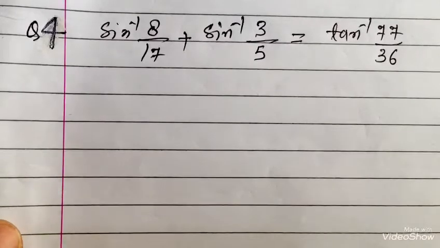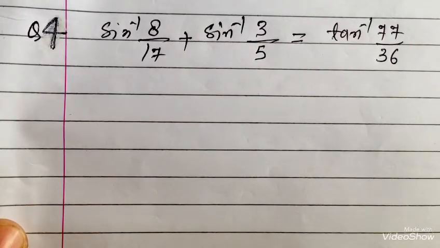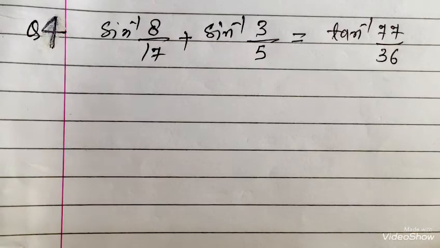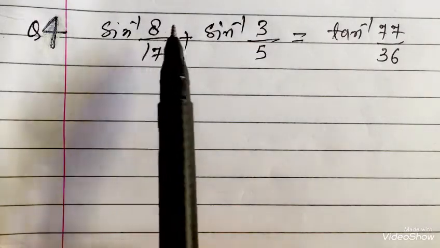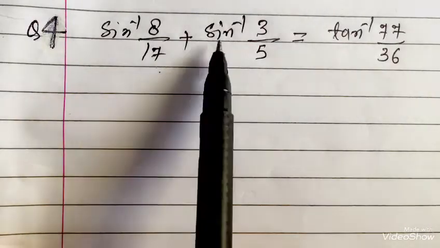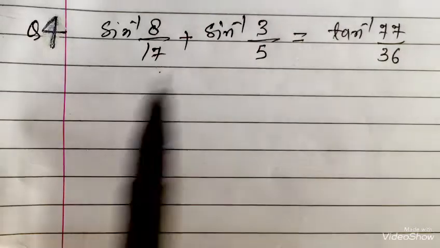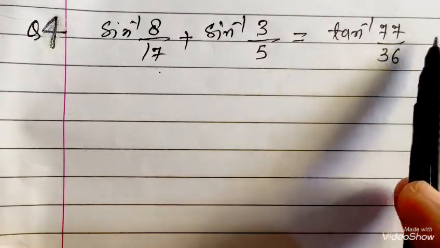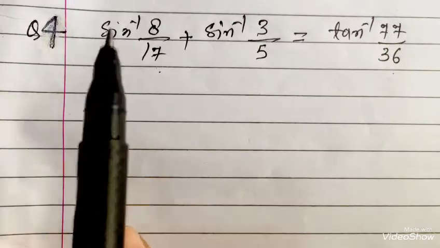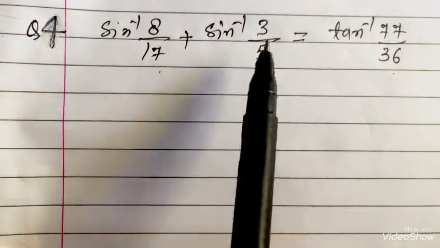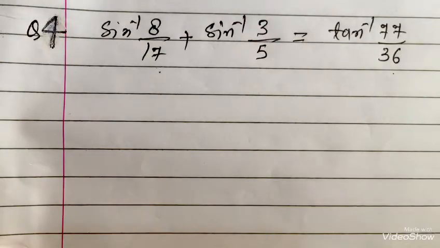Take the next question, student. First two questions of this exercise are very easy and already I have taught about that type of question. Now, solve sin inverse 8 by 17 plus sin inverse 3 by 5 is equal to tan inverse 77 by 36. So, for this type of question, student, first change sin into tan. Okay, it will be easy.